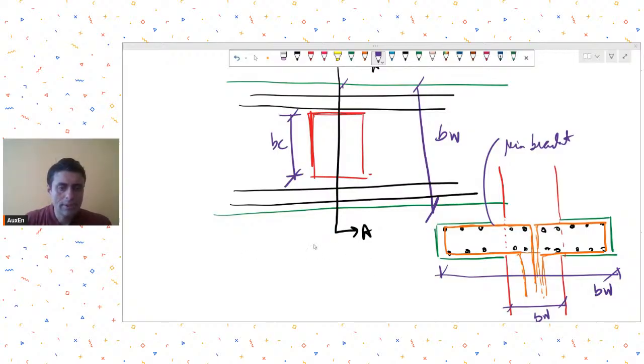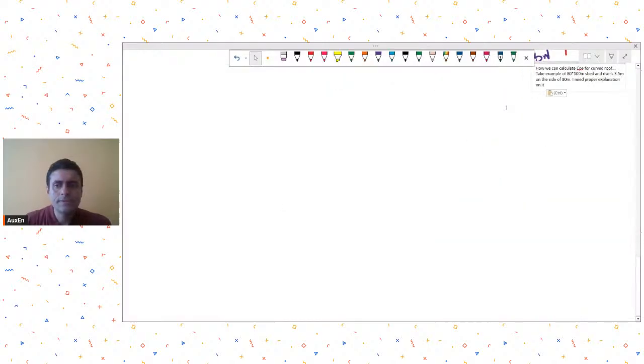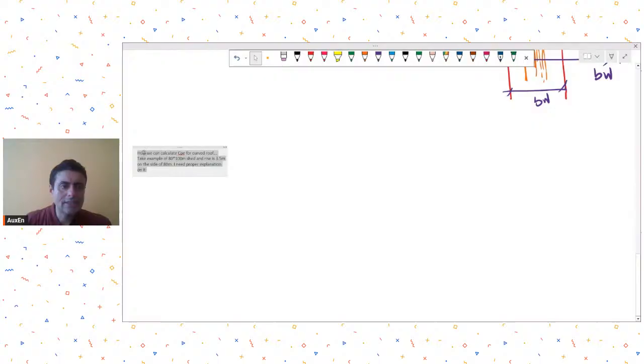So let's move ahead and now go to this question asked by engineer Neeraj Kumar. He is from Gorakhpur and he is a postgraduate student. He is asking, how can we calculate CPE for curved roof?